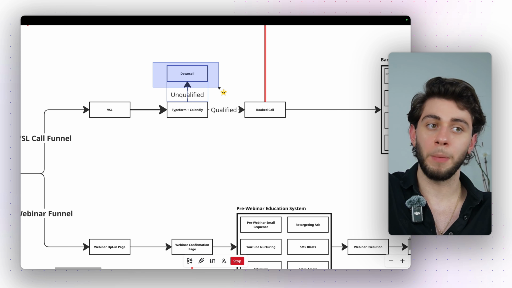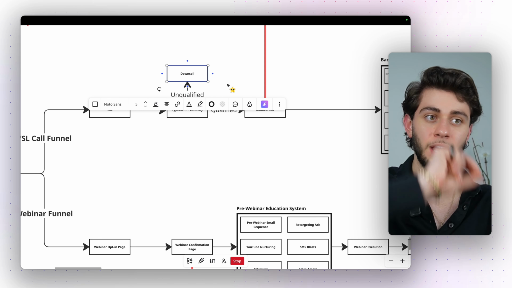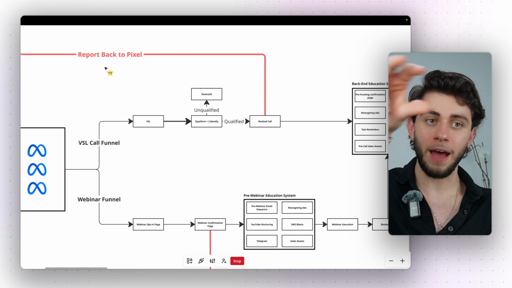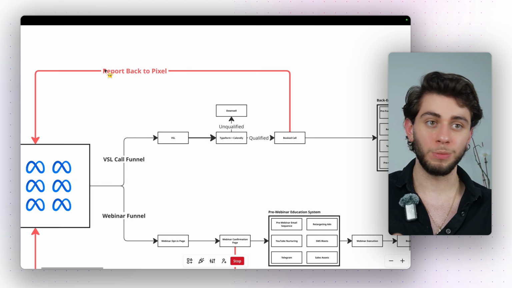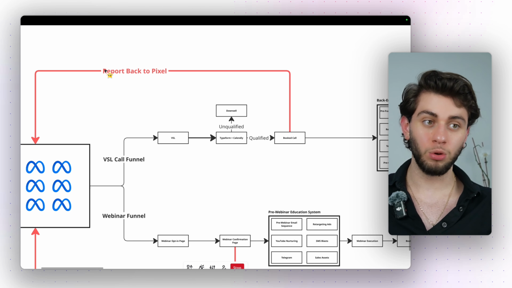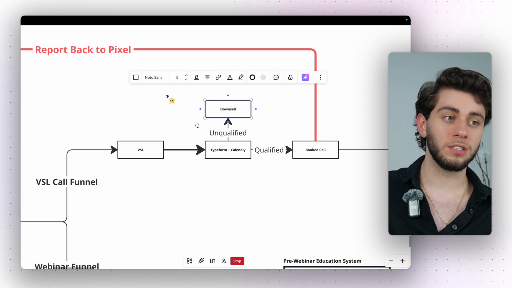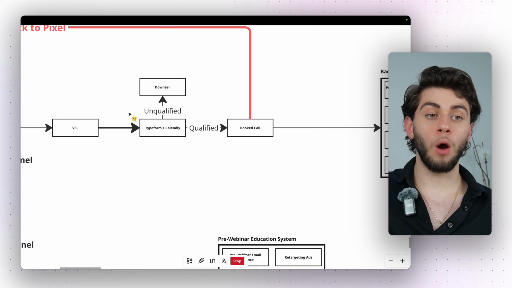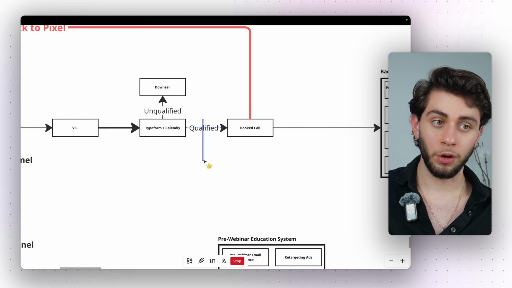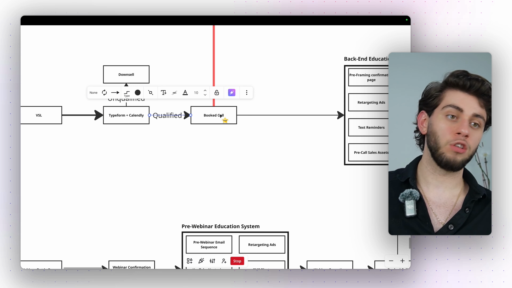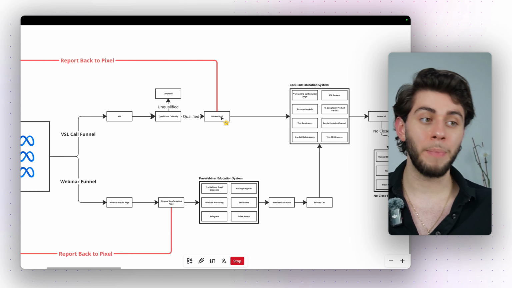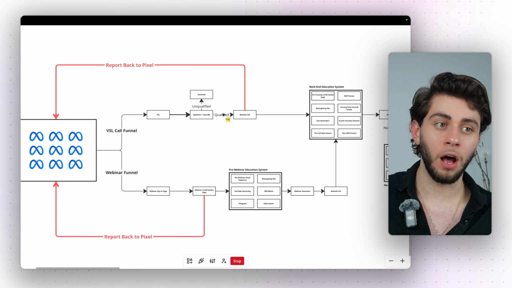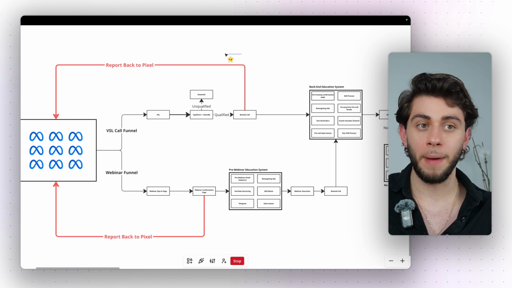You don't send them to the page where the pixel is, because that would mean you're reporting back low quality leads to the pixel, which means you're going to get more low quality leads. You don't want to do that. You send them to a separate page where there is no pixel, all right? But let's say they go through the survey and they are qualified based on the answers they gave you. Then they get to the thank you page, which has the pixel on it, which means the highly qualified leads get reported back to the pixel.